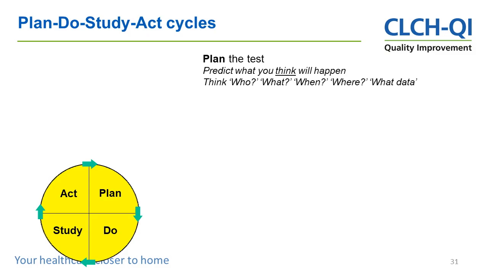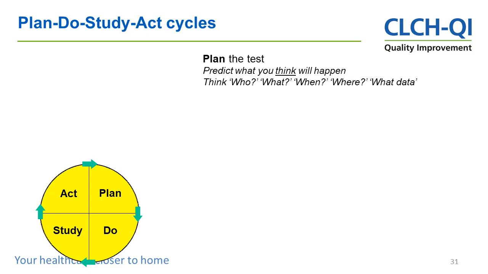PDSA is a cyclical process, and so it's a repeated process of testing change incrementally and on a small scale. It has 4 different steps, as shown in the diagram. The first is to plan the test.